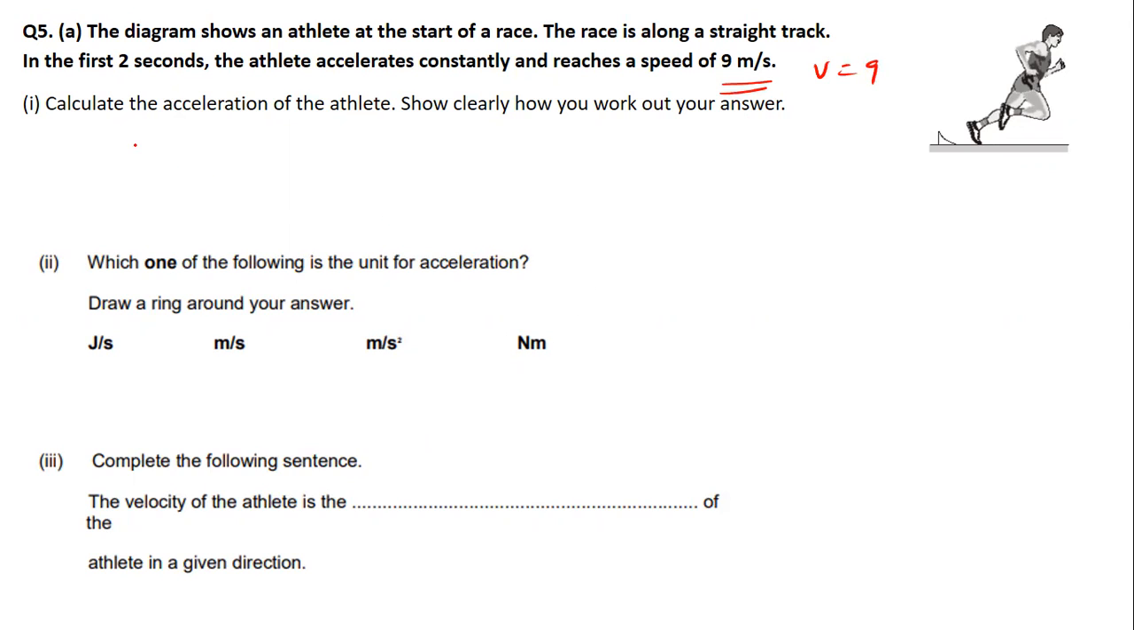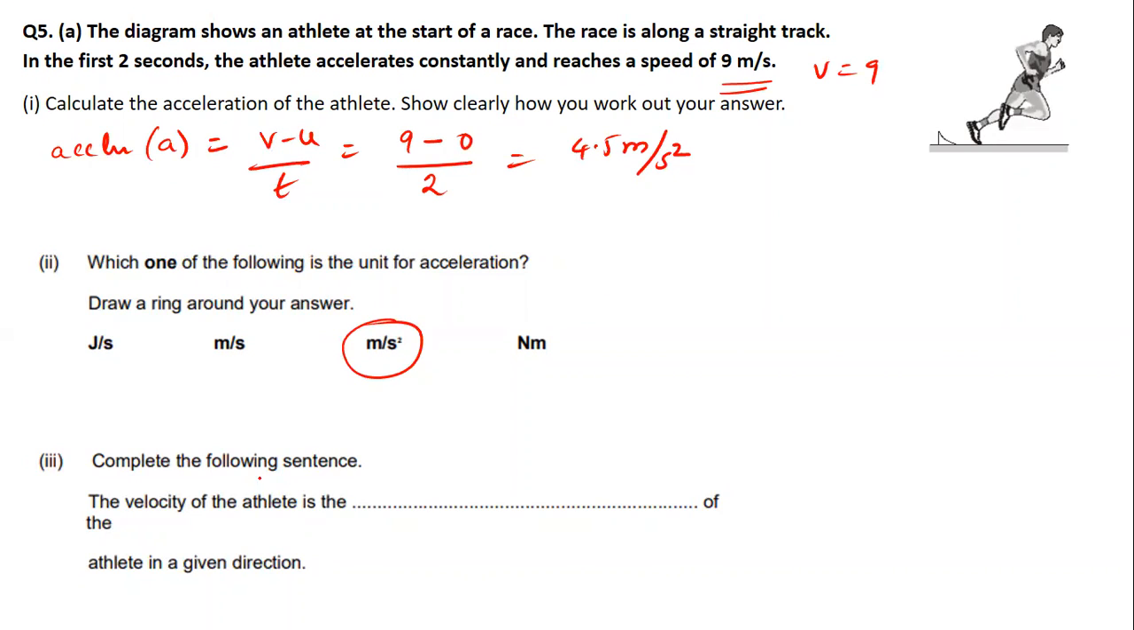Now let us start with this. Calculate the acceleration of the athlete. Show clearly how you have worked out the answer. What is the acceleration? It's v minus u by t. So what is v? v is 9 and u is 0. Time is 2 seconds. So the answer should be 4.5 meters per second square. Remember this. The unit should be clear. Which one of the following is a unit for acceleration? Meters per second square. Good.